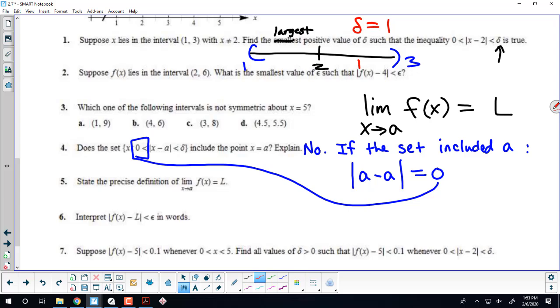Again, you've got to think about where delta is going. Even though we're saying that delta is identical to 1, that delta is going here. So I'm less than 1 unit away from 2 on the x-axis. If I were identical to 1 unit away from 2 on the x-axis, I would be here, and that's not what I'm dealing with.